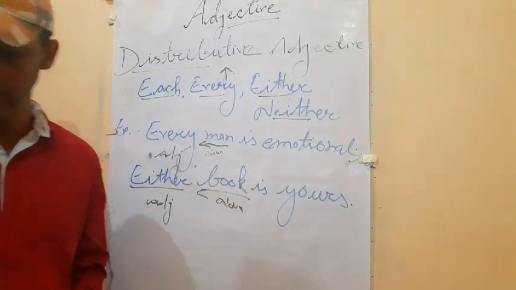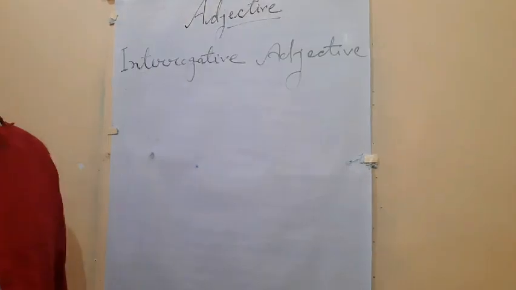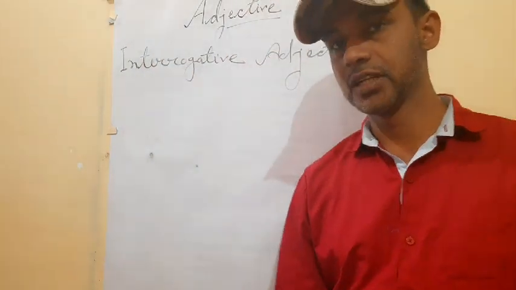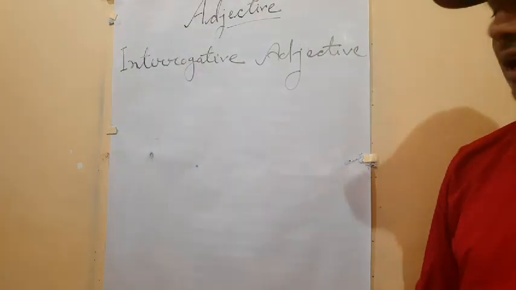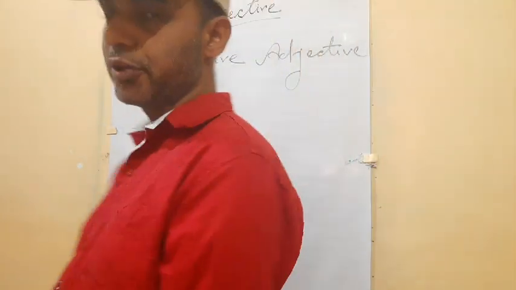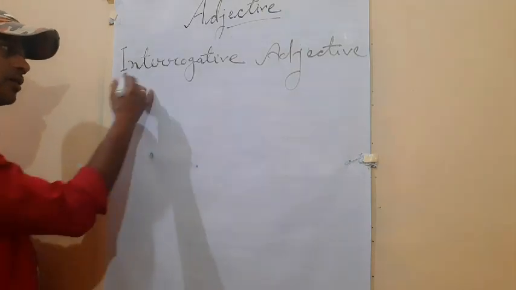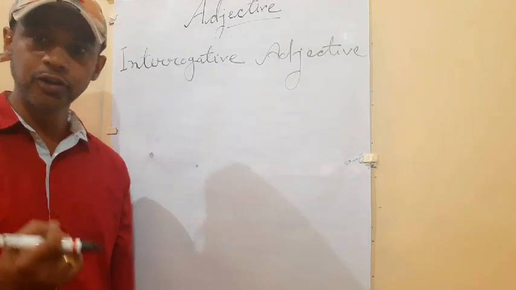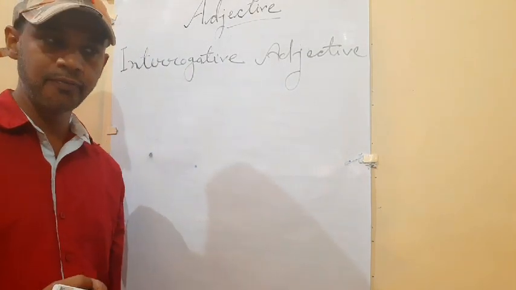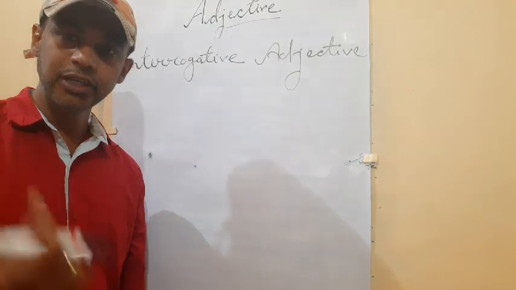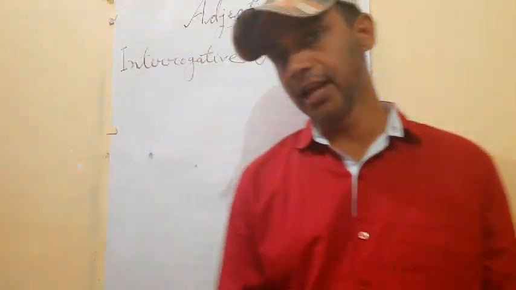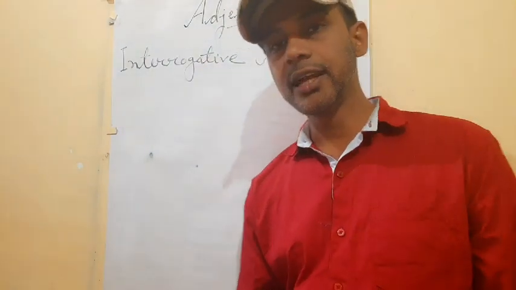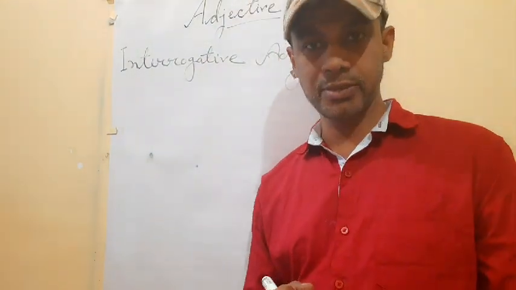Got it now? Okay, now come to the next adjective: the interrogative adjective. Interrogative means asking a question. You understand better? Again the same thing: after a pure interrogative word, the WH words, if you quickly write a noun, then that question word will be known as an interrogative adjective.